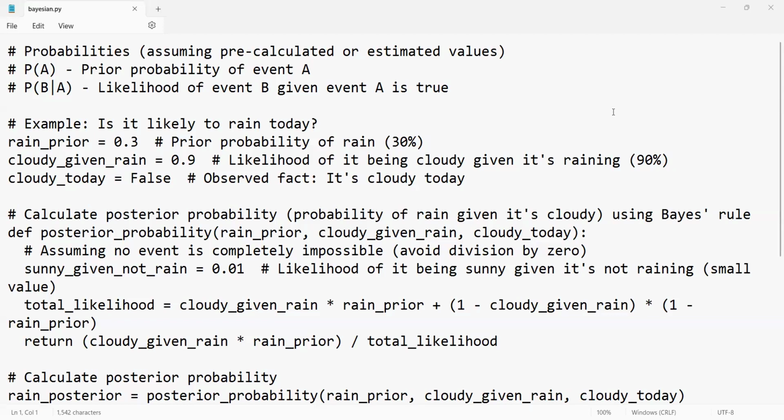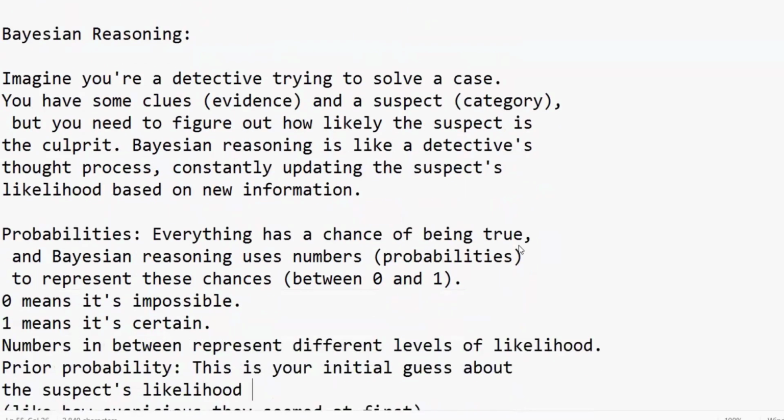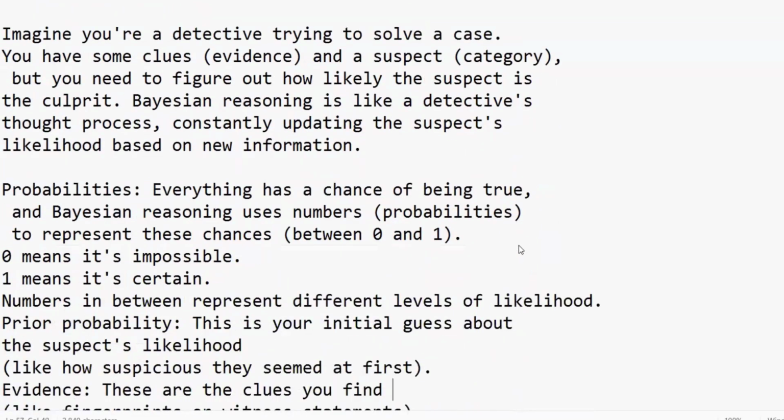Guys, in this video, we are going to discuss what is Bayesian and also we'll see one simple program to explain it. So, Bayesian reasoning is like, for example, there are probabilities, right? What exactly is a probability? Now you may ask, okay, so, what is Bayesian reasoning?